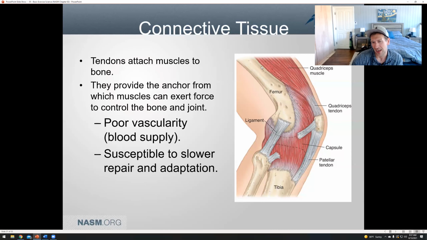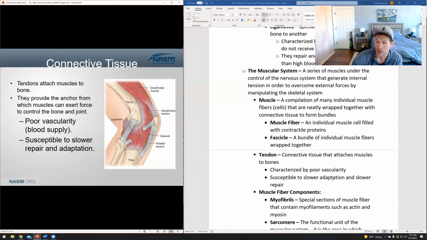All of your muscles are going to kind of end. You can see the muscle, a bunch of fascicles all bound together. And then that all comes together, starts to get a little lighter in color, and eventually becomes this collagen-y connective tissue that grabs onto a bone. This is the tendon, okay? So this is your quadriceps and patellar tendon here. They provide the anchor point from which our muscles can actually manipulate things.